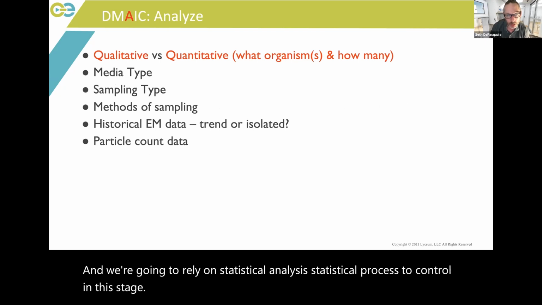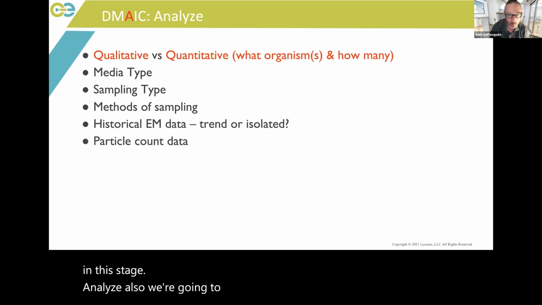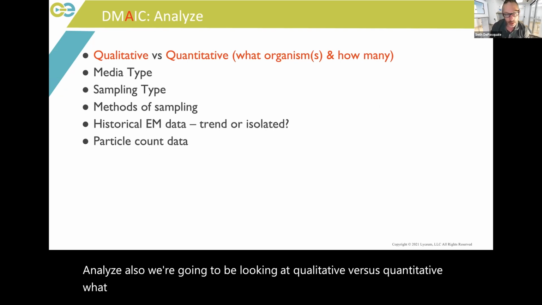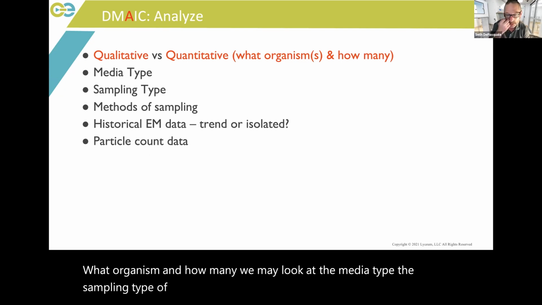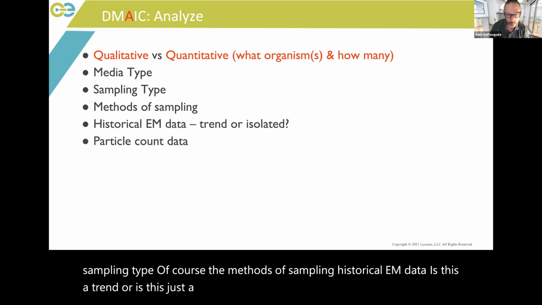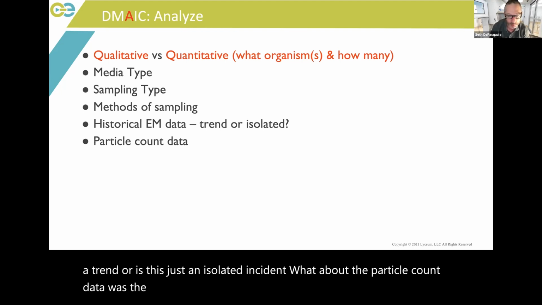Analyze also, we're going to be looking at qualitative versus quantitative, what organism and how many. We may look at the media type, the sampling type, of course, the methods of sampling, historical EM data. Is this a trend or is this just an isolated incident? What about the particle count data? Was the particle count data really high for that period of time?